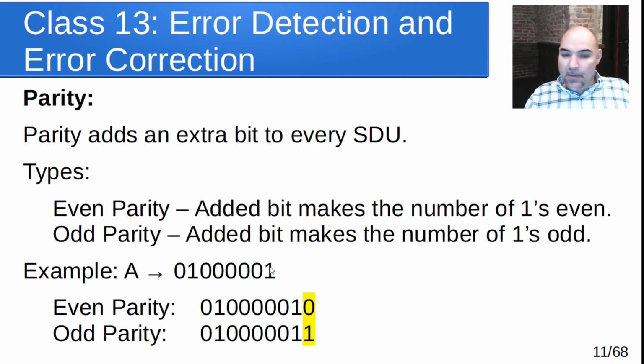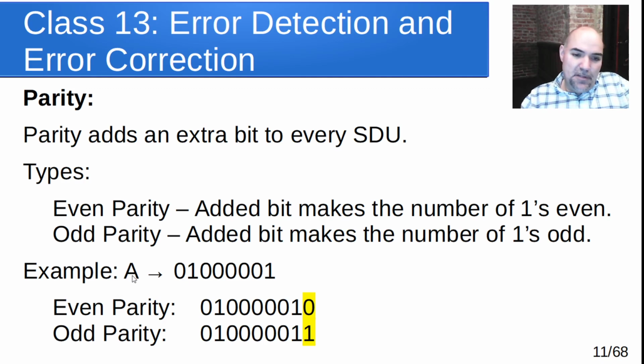So here's parity, probably the simplest form of error detection. And the idea there is we add an extra bit to every serial data unit that we're sending, or you can think, every data block that we're sending. In this case, there are really kind of two types. There are actually more than two types that I'll mention briefly, but I'm not going to focus on those because they're not really error detection. But even parity, we add a bit that makes the number of ones even. Odd parity, we add a bit that makes the number of ones odd.